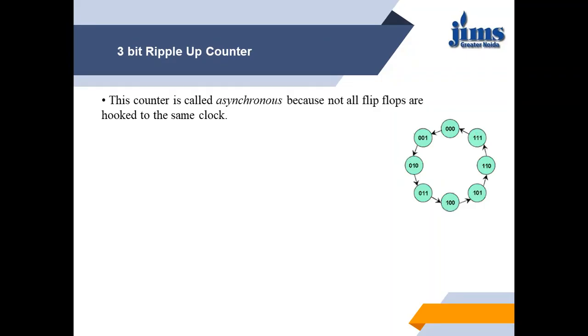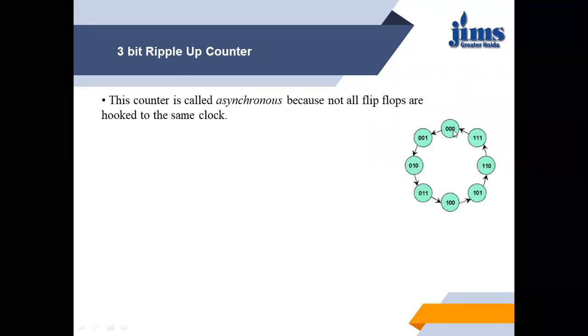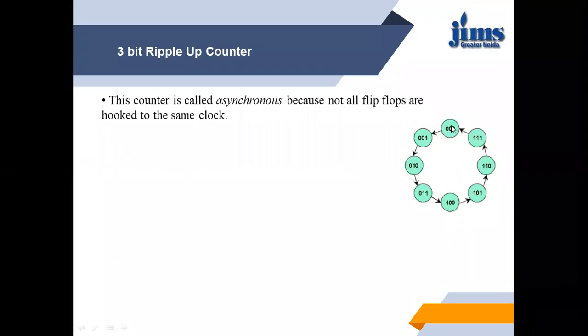So you can see here in the state diagram, we start with the state 0, 0, 0, that is the initial state. Then go to 0, 1, 2, 3, 4, 5, 6, 7. Then we go again to the 0. So this is known as the state diagram.